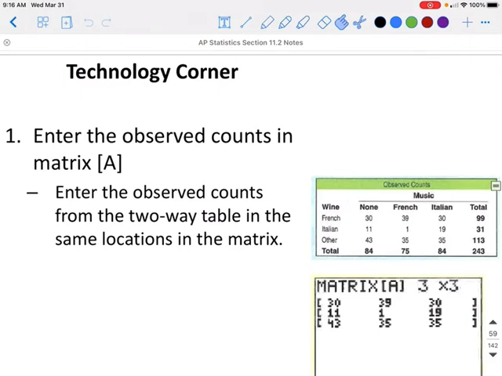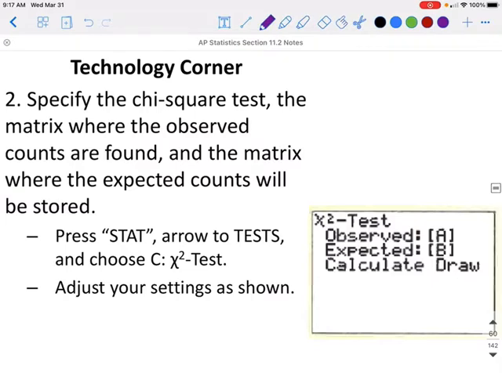So if we go back to that wine and the types of music that was being played, we would input our data that is just on the inside of your table, not anything from the total. So you would input this part into your matrix. From there, you're going to specify the chi-square test and the matrix where the observed counts are found, and the matrix where the expected counts will be stored.